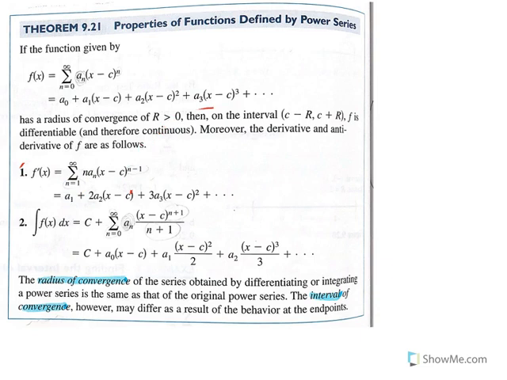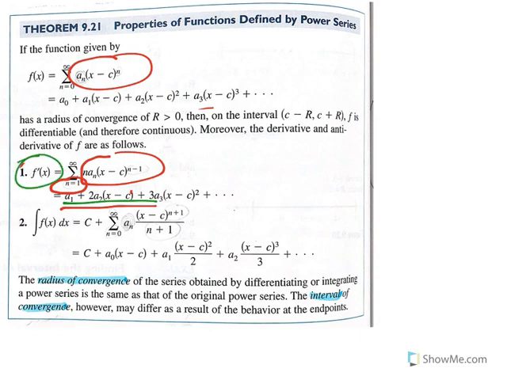So that's what we have. And if you are ever in doubt about what the index should start at, just write the first couple of terms of the original power series and differentiate those term by term, and just make sure that you get the derivatives of those two terms in the power series for f prime.